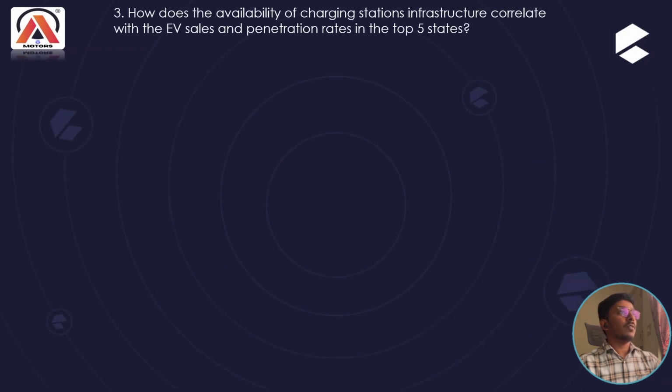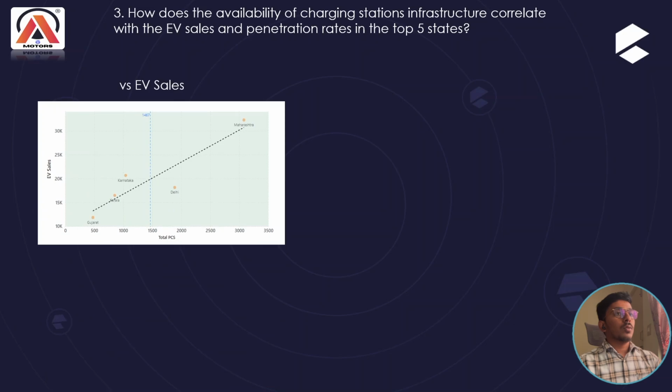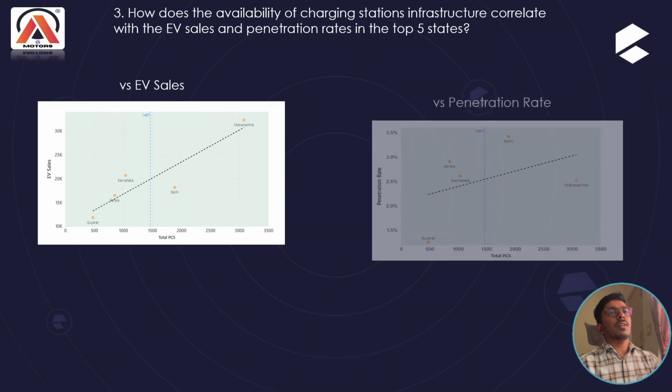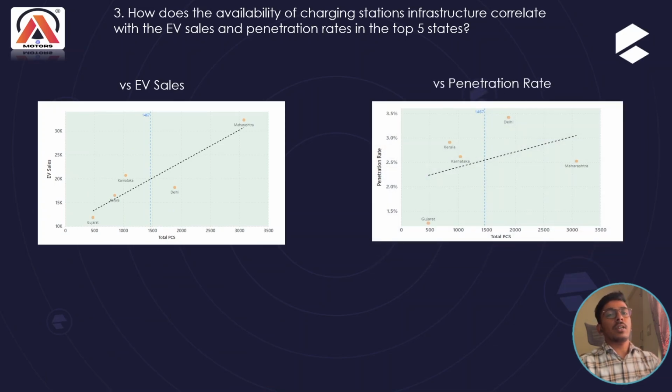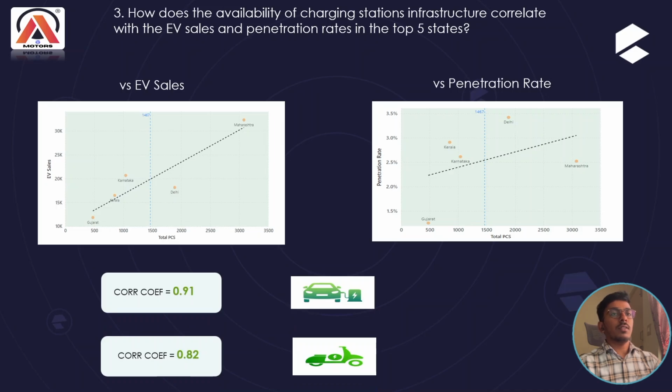How does the availability of charging station infrastructure correlate with EV sales and penetration rates in the top 5 states? Through these scatter plots, we can see the correlation between charging stations versus EV sales and versus penetration rates. For EV sales, the correlation is strong, indicating growth in sales if the number of charging stations increases, for both four-wheelers and two-wheelers.